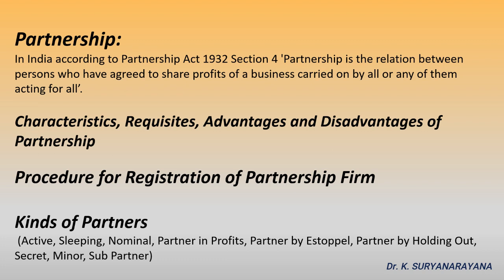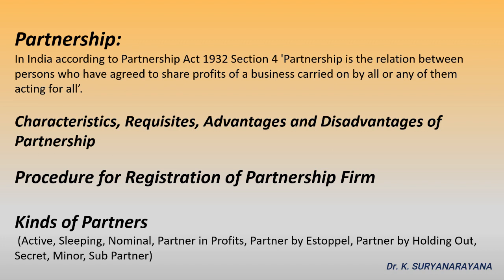Partner by holding out: if a person is declared as a partner, either by the firm or by the partners, and does not deny it even after knowing such declaration, he is called a partner by holding out. He is liable to third parties who give credit to the firm assuming that he is a partner. Secret partner: a partner whose name is kept secret even though he is a partner is considered a secret partner. Minor partner: a minor is a person who has not attained the age of 18 years.